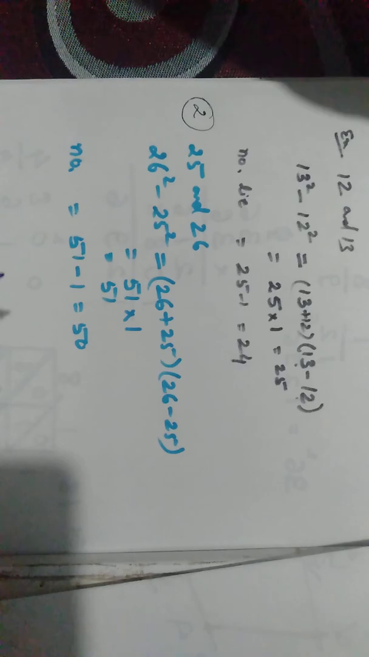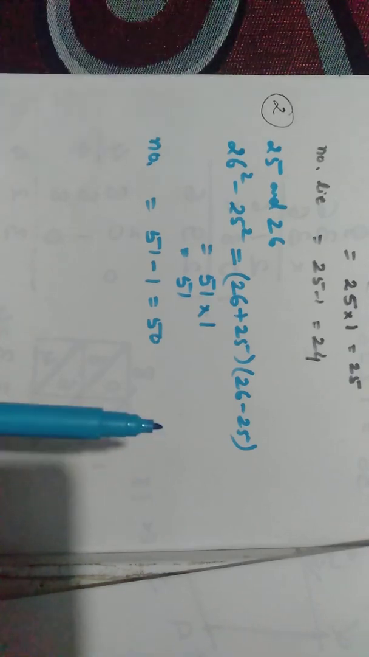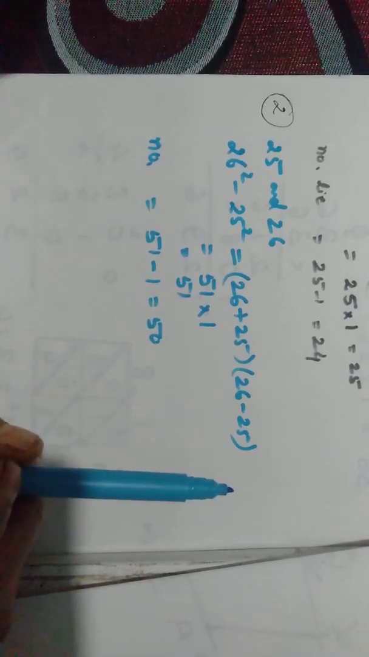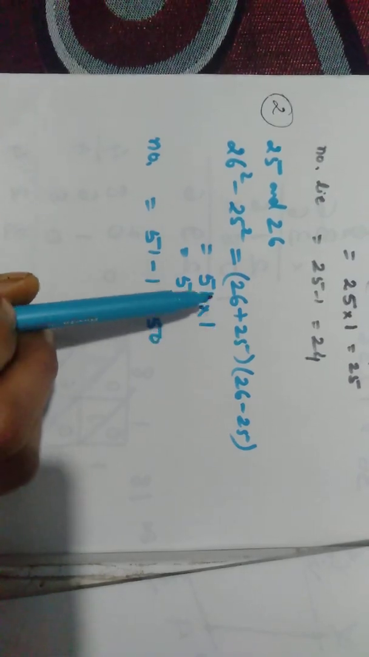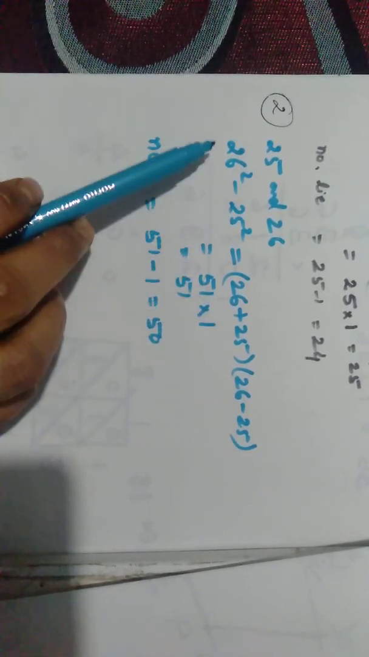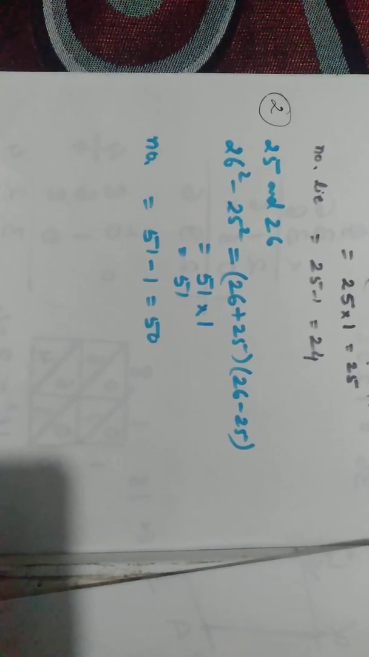So a total of 50 numbers lie between the squares of these two numbers, 26 square and 25 square. In the same way, you can find this for any two consecutive numbers, when the difference between the numbers is 1, or you can say they are successor and predecessor. What you have to do is add the two numbers and subtract 1 from that. So you will get how many numbers lie between the squares of any two consecutive numbers.